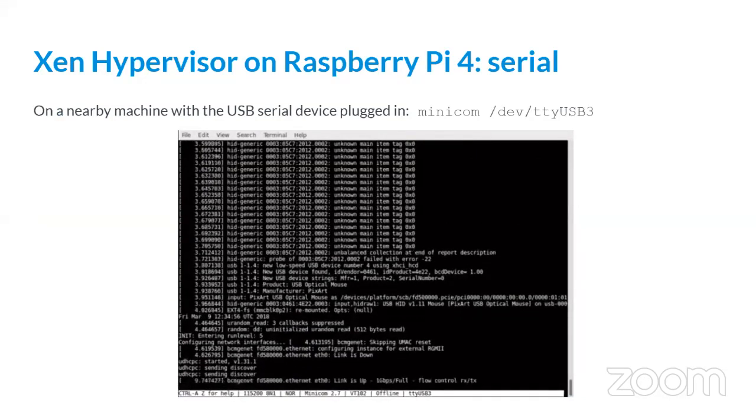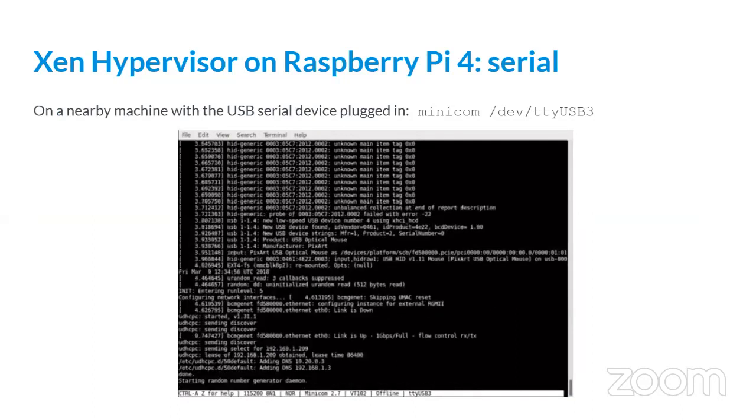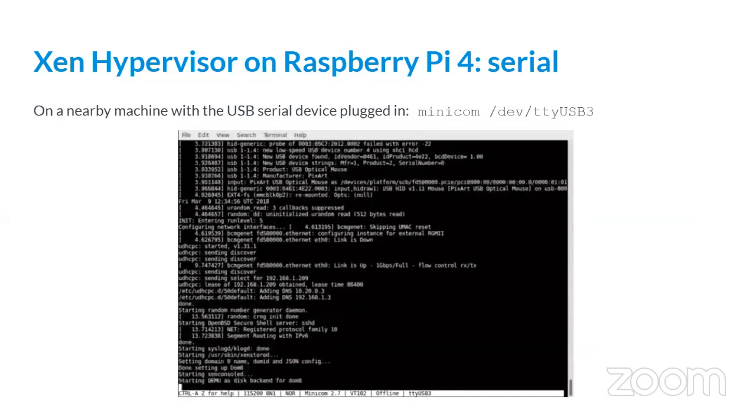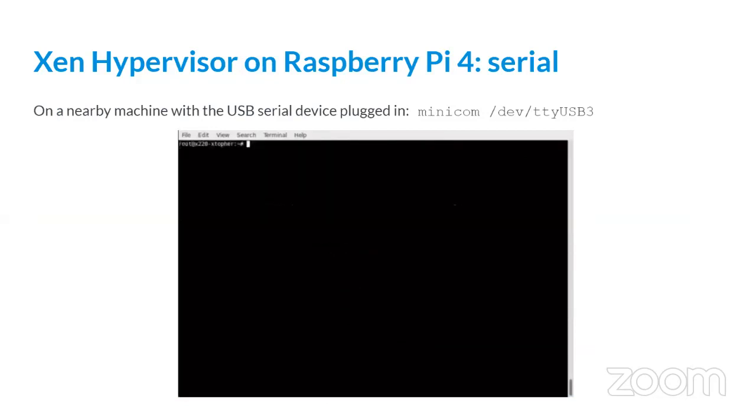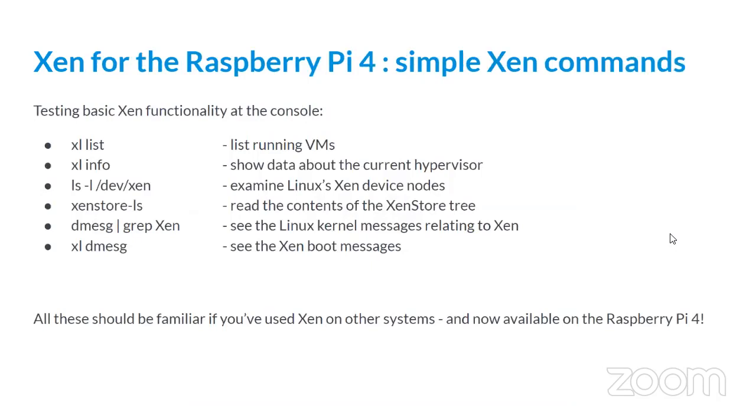Which is now activating the network. And there you are. So once you're at that point, you can now use standard Xen functionality that you may have some experience with from other systems. You can list your VMs, you can interrogate the hypervisor, check the devices, see the boot messages, all working correctly on a Raspberry Pi 4.